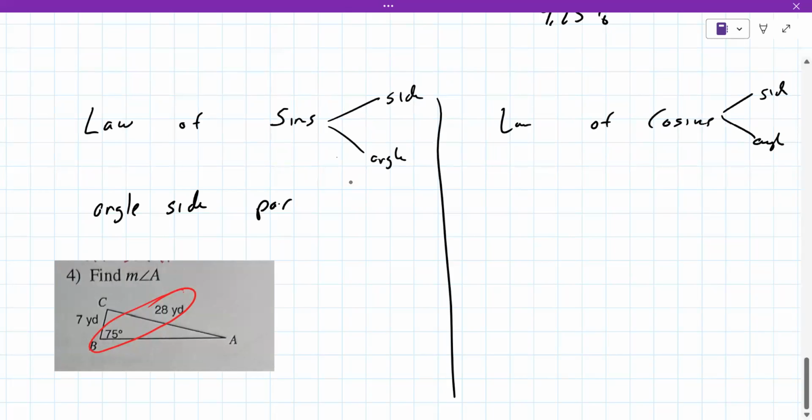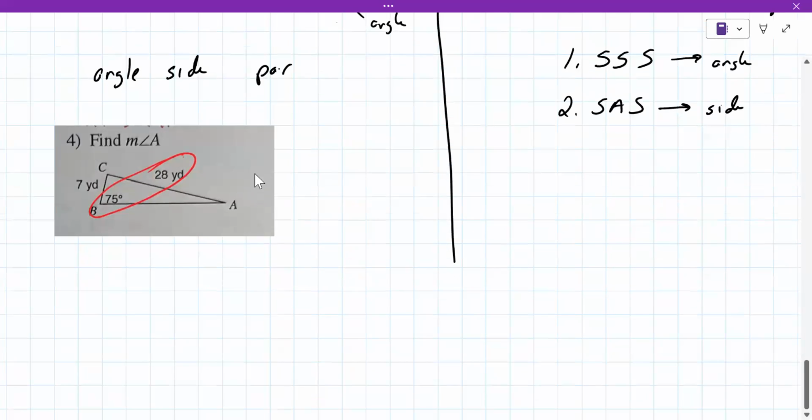For law of cosines, there are 2 cases that you're typically looking for: you're given all 3 sides, or side-angle-side. When you're given all 3 sides, you find the angle. When you're given side-angle-side, you're solving for a side. All right, so that's the overview. It's the Cliff Notes version.